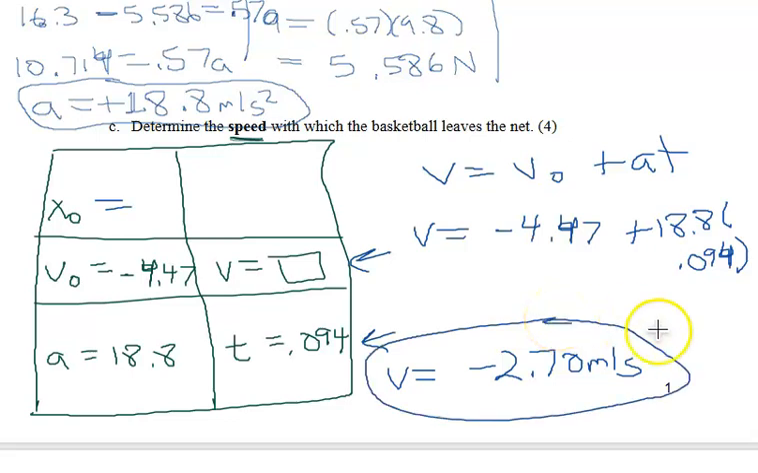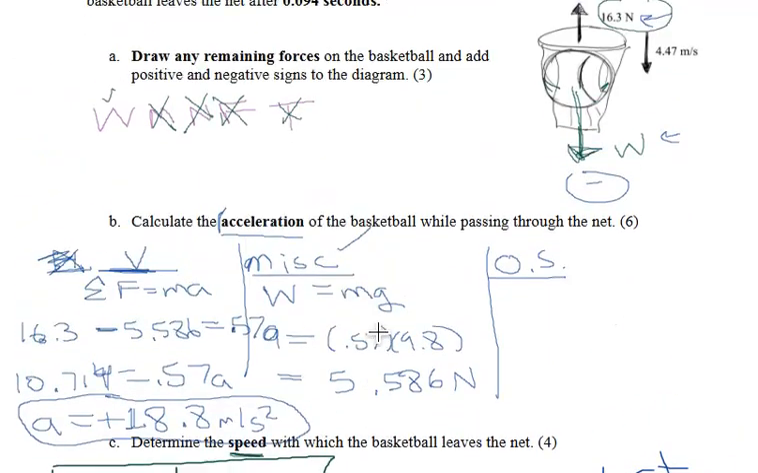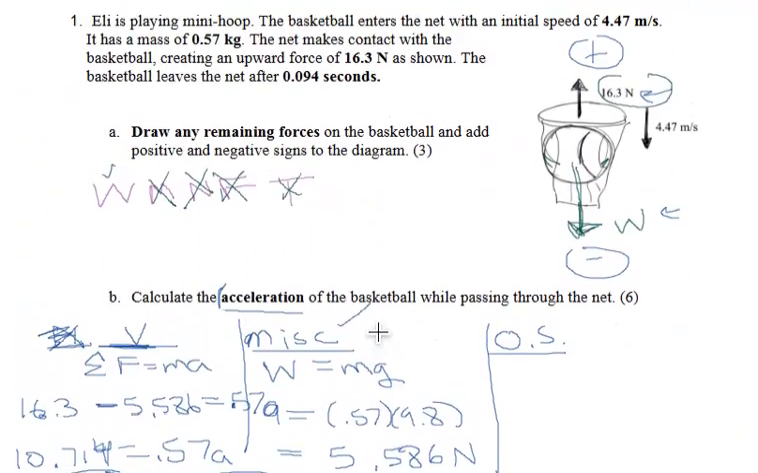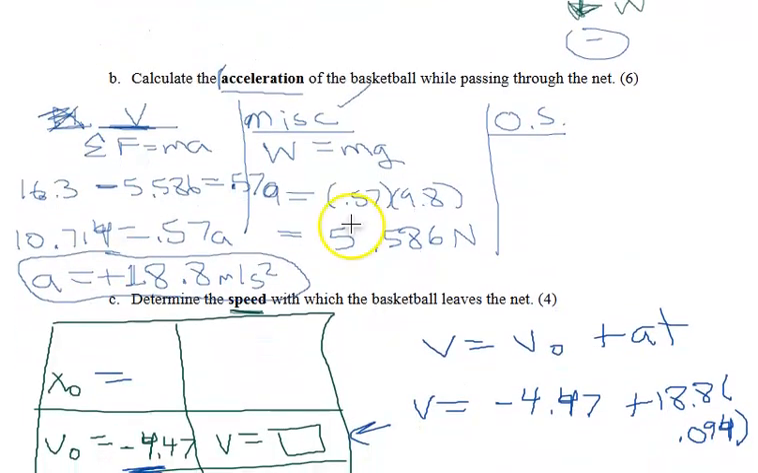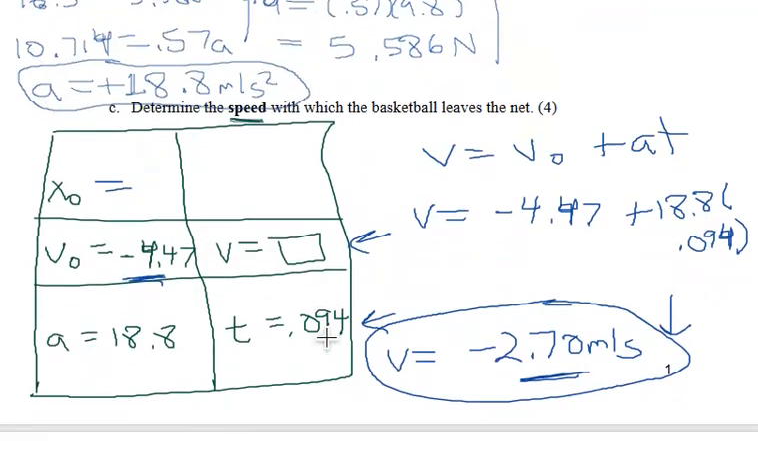That makes sense that the basketball is still headed down, but with a slower speed because the net slowed it down. Okay, so again, moral of the story is use your checklist. We must never forget this. Set up your columns. It's not always clear which one you're going to use first, but if you get stuck on one, go to another one until you figure out what you need to know.